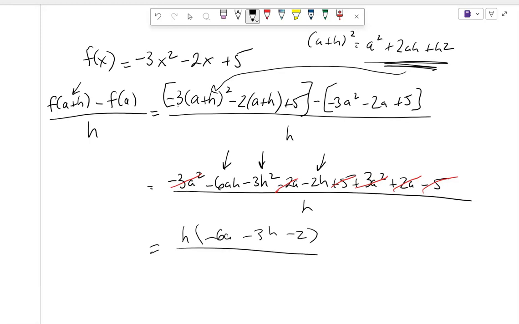Good. And then finally, we can kill the h. And we're left with -6a minus 3h minus 2. And that's provided, of course, that our h wasn't 0 to start with. Why don't we want h to be 0 to start with? Because you can't divide by 0. Yeah, exactly.